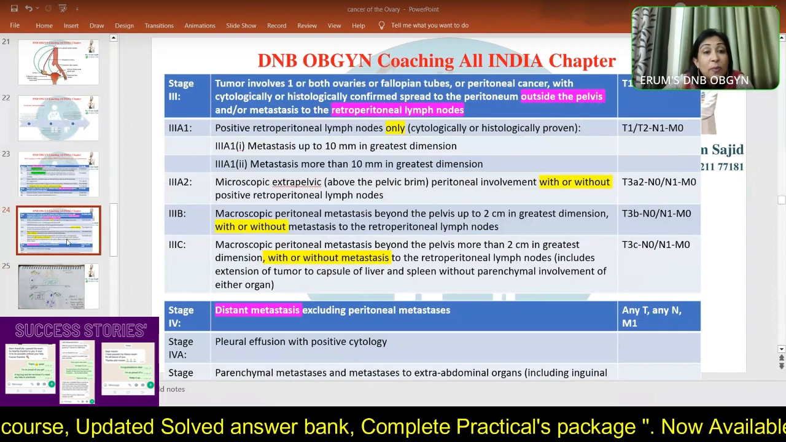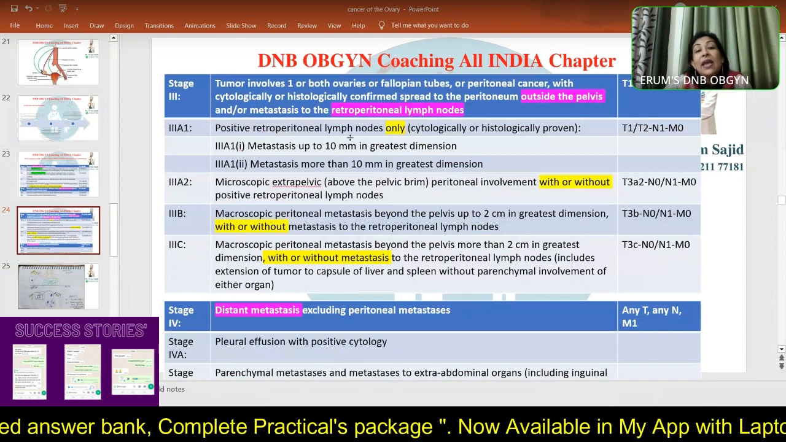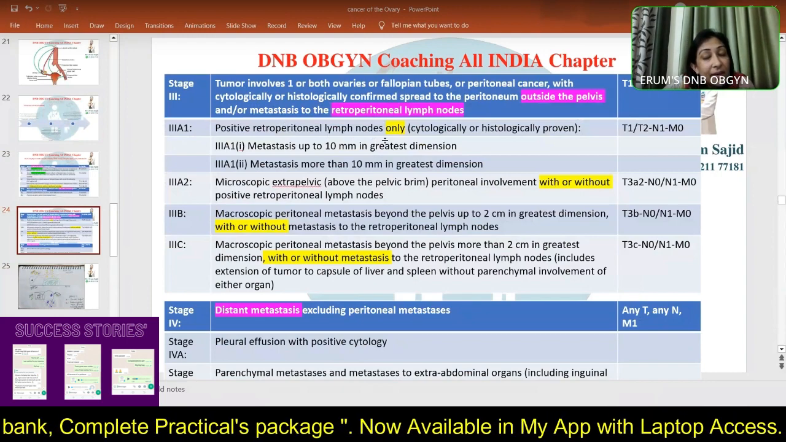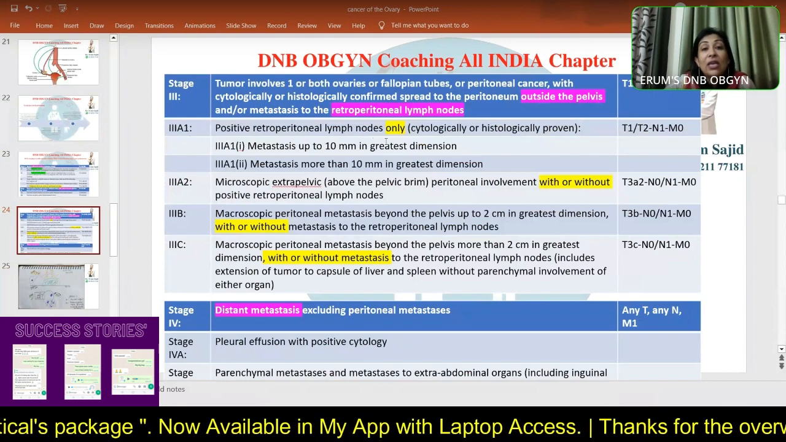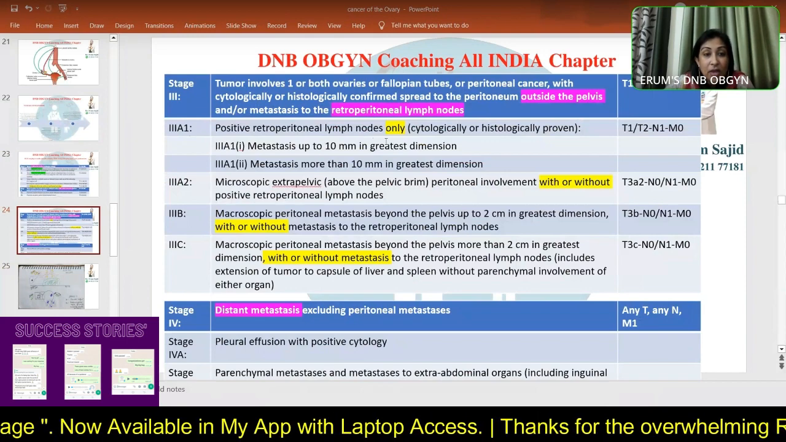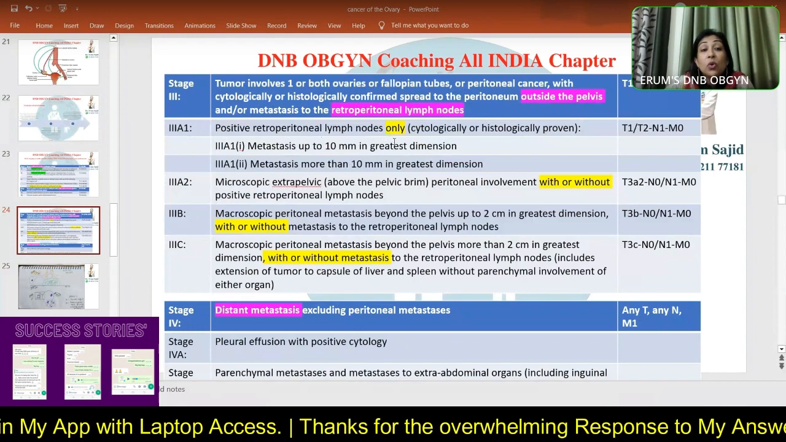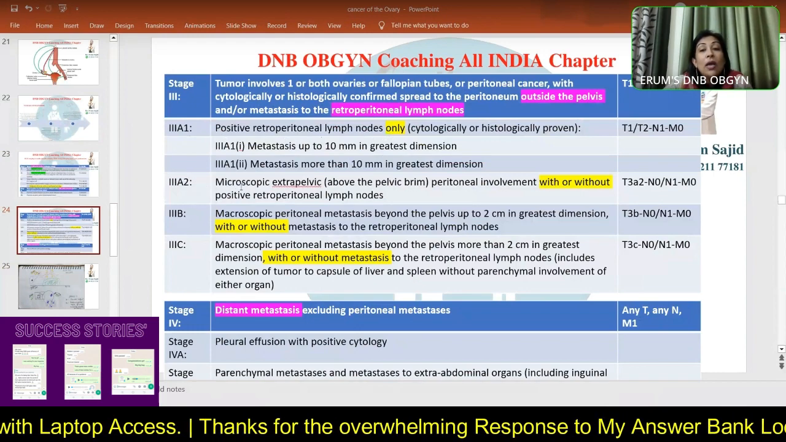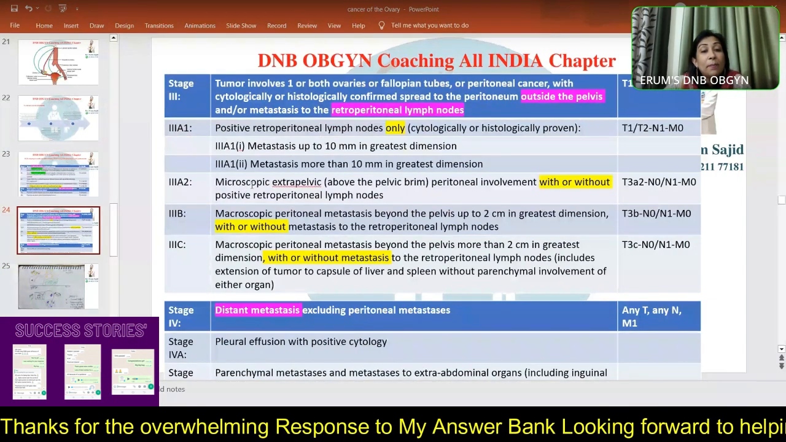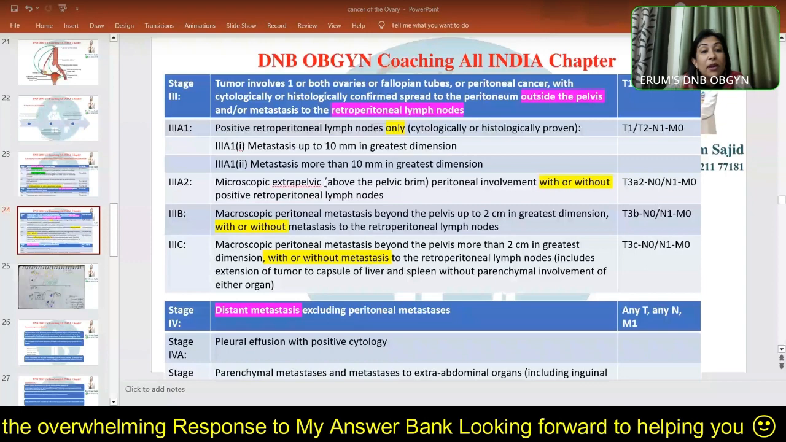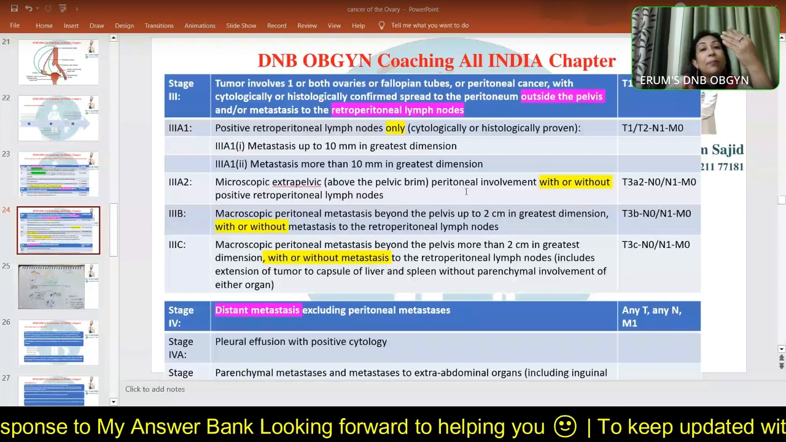Stage 3. So basically stage 3A1, in which RPLN are only involved. RPLN, retroperitoneal lymph nodes only. That's stage 3A1. Stage 3A1 means positive retroperitoneal lymph nodes only. And stage 3A2 means microscopic extrapelvic peritoneal involvement with or without retroperitoneal lymph nodes. Retroperitoneal lymph nodes is a separate entity.